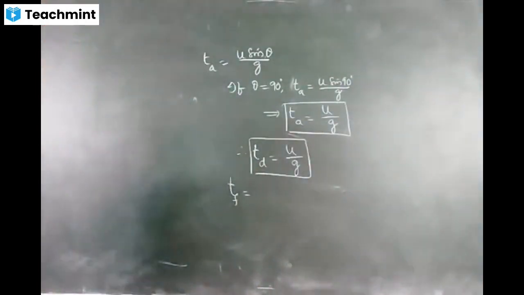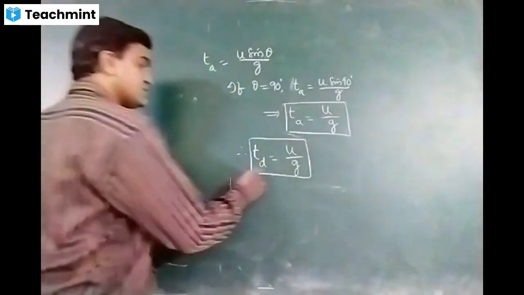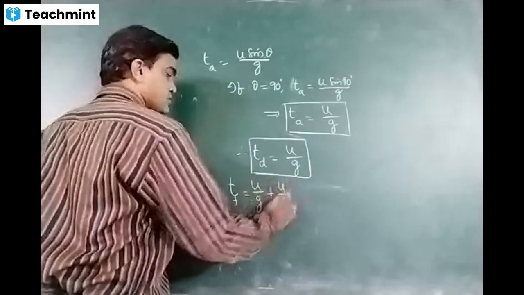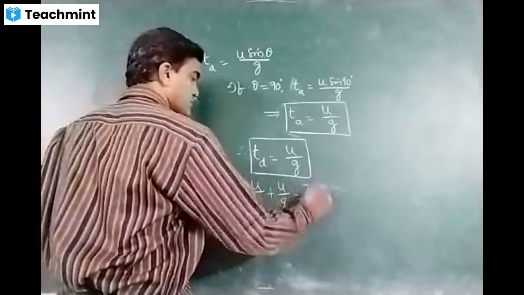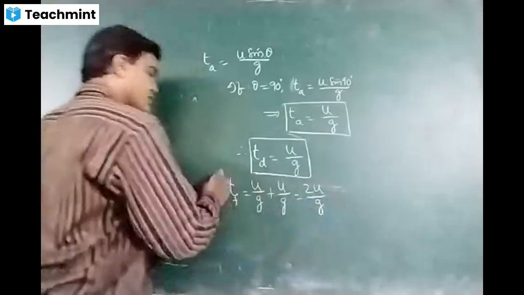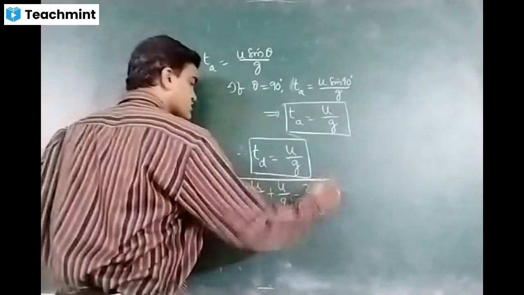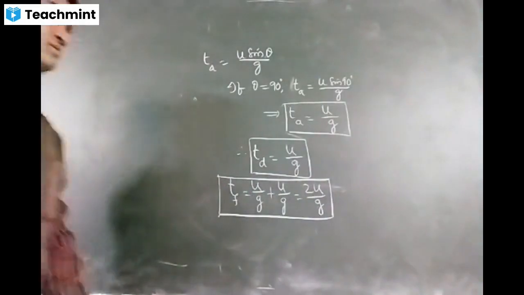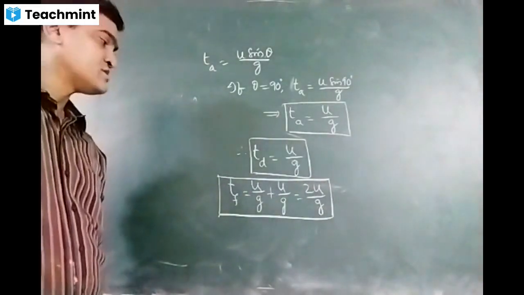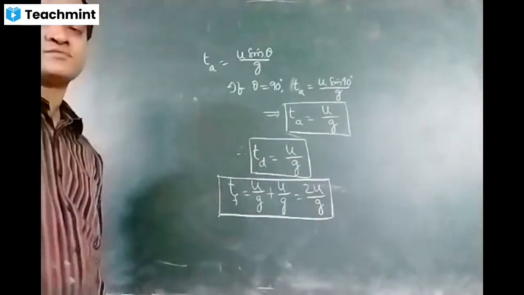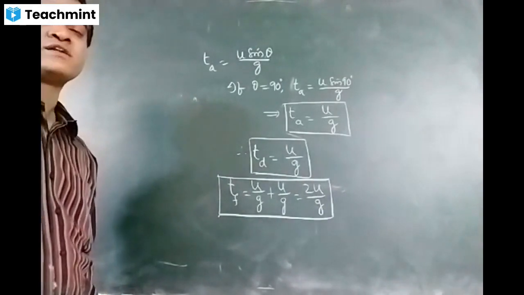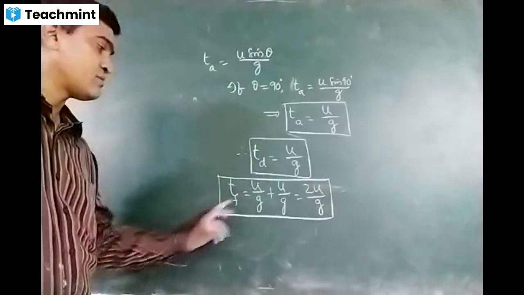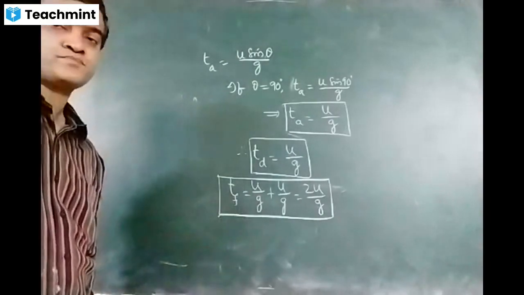2U by G. Not 2U sin theta by G here: U by G plus U by G, which is nothing but 2U by G. When do you have to use this formula? For which case? When it is thrown vertically upward. This is simply 1D motion, vertically upwards. For vertically upward motion, I can use time of flight is equal to 2U by G.